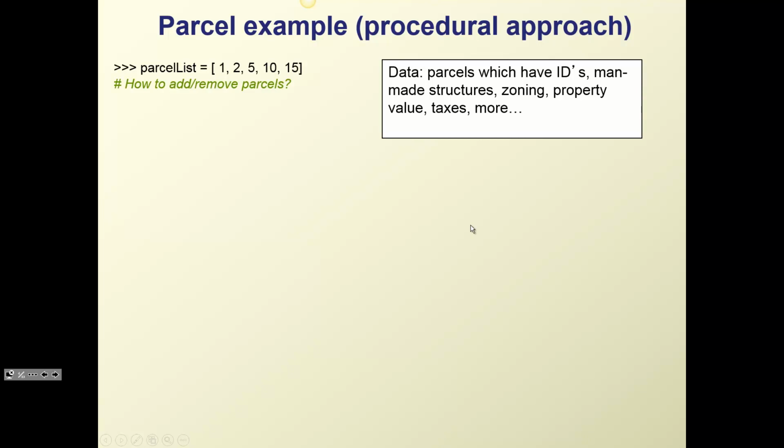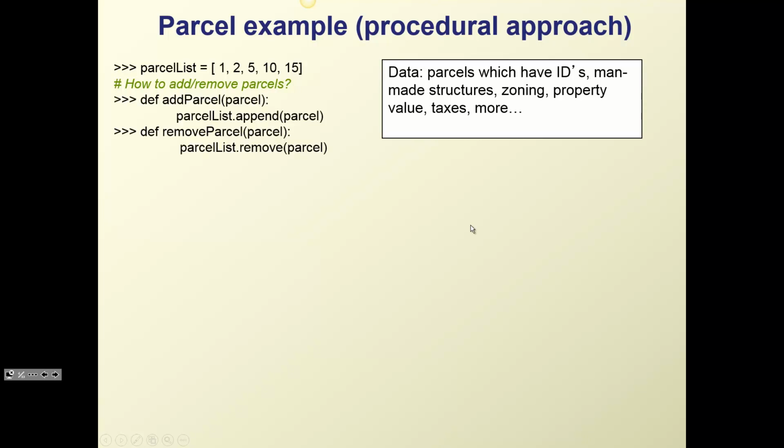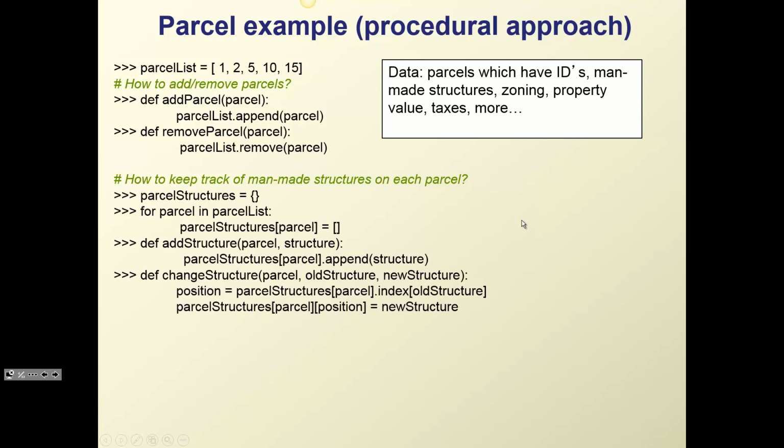How would we add or remove a parcel with this structure? We could append, or we could pop. We can use our list methods that we know how to use. There's a remove method as well, which will get whichever one you specify. What about keeping track of the structures, the buildings and things that are on the parcels? I have an ID for each parcel, and if I want to associate structures that are on each parcel with them, you might want to use a dictionary.